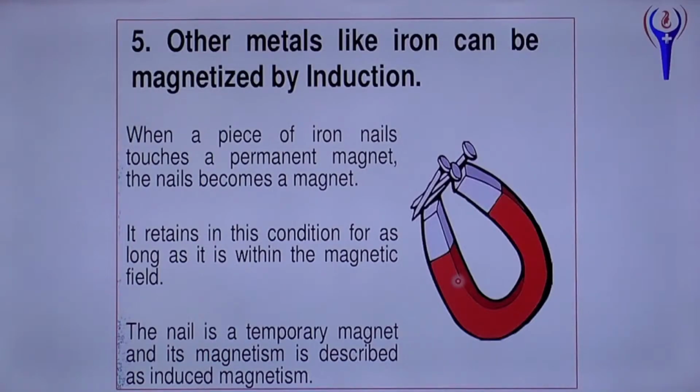Best example, soft iron. When a piece of iron nail touches a permanent magnet, the nail becomes a magnet. And it retains this condition for as long as it is within the magnetic field. The nail is a temporary magnet and its magnetism is described as induced magnetism. That is, induced magnetism means it retains magnetism only at the time of passing current, and when we remove the magnetic field, it immediately loses the magnetism.